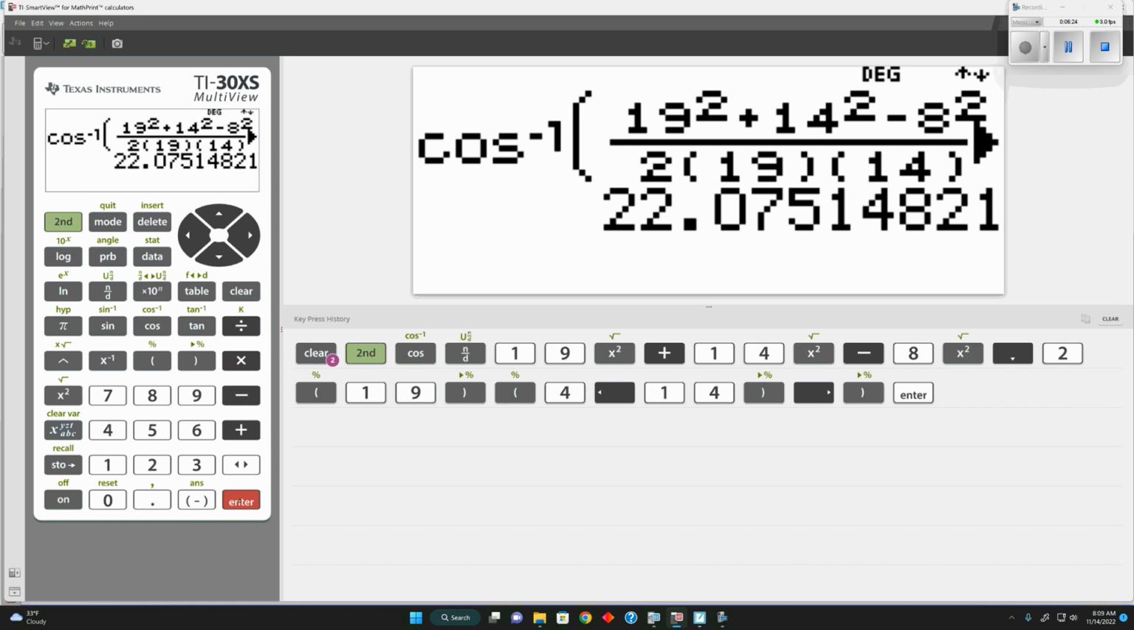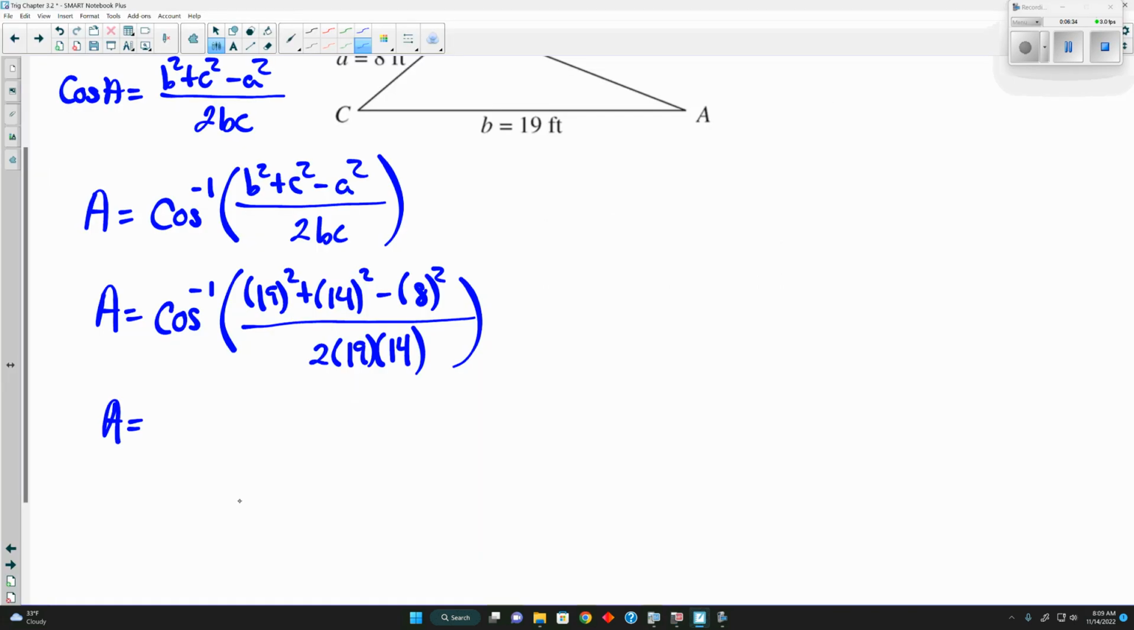22.07. We agree with that. We could round to the second decimal place, so 22.08 degrees. And that's it. Questions on this here? Questions on anything we've done so far?